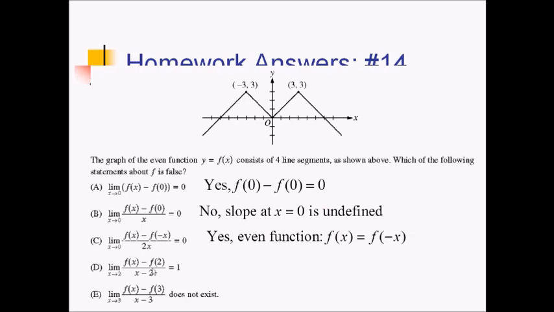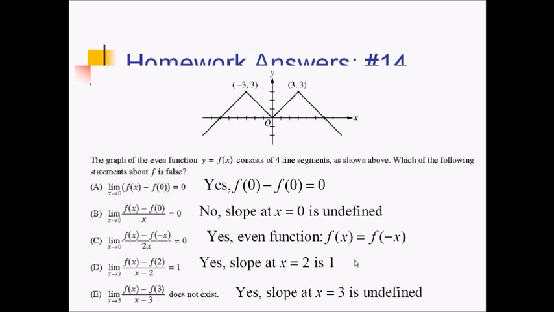So moving on to D now, they're saying here the slope at 2 is 1. So looking at the slope at 2 here, this is a slope of 1 right here. We're going up 1 over 1. And then choice E, they're saying the slope at 3 does not exist. Since we have a corner at 3, that is a true statement. The slope is undefined there. So then choice B is the best answer.